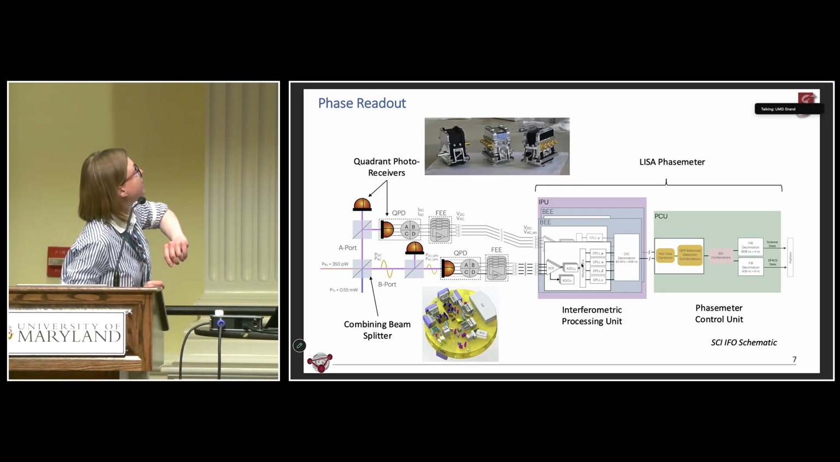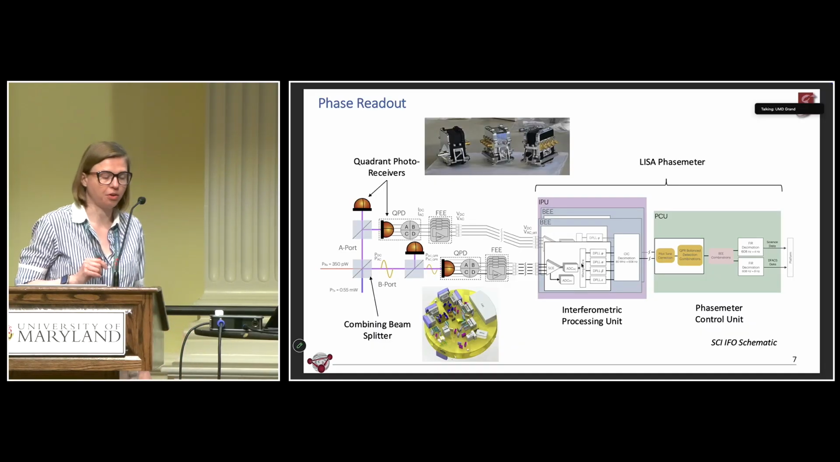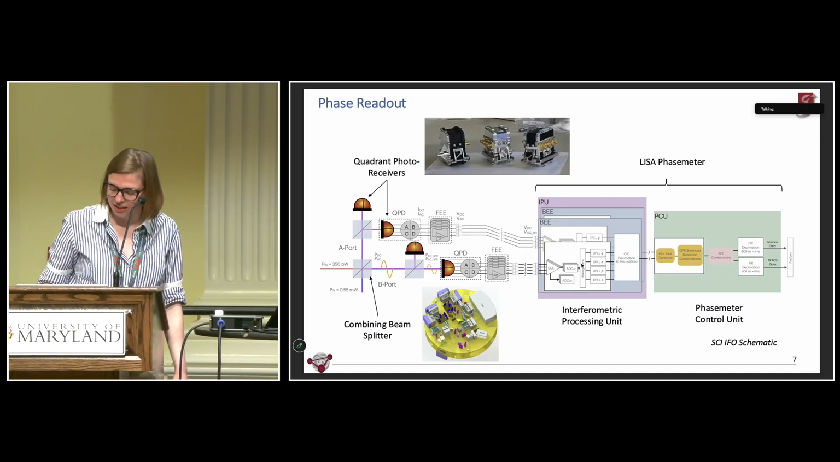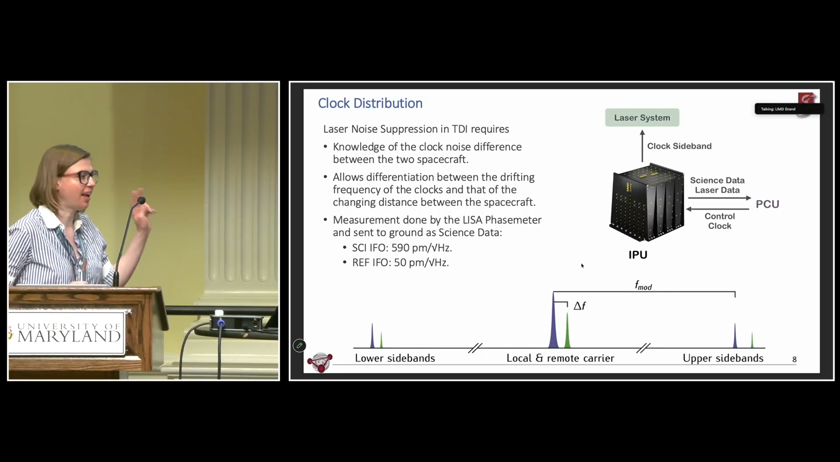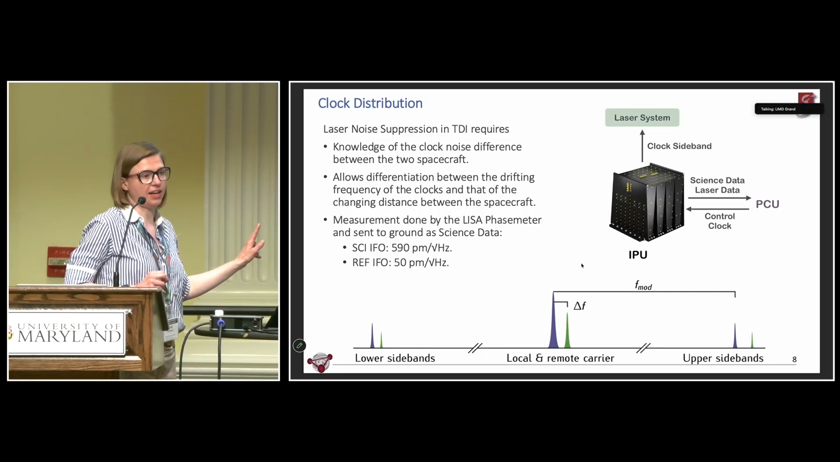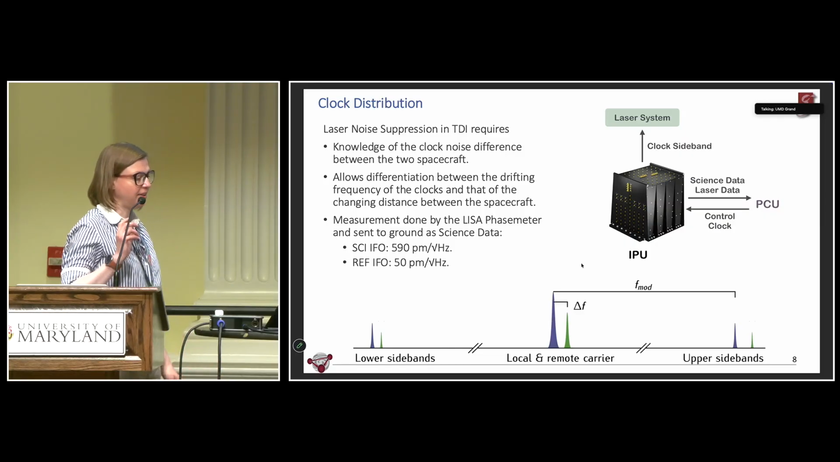And here is an inset of how the quadrant photoreceivers look. Those are the current breadboards that are under test. So the second very important function that we have to provide and verify is the clock distribution.